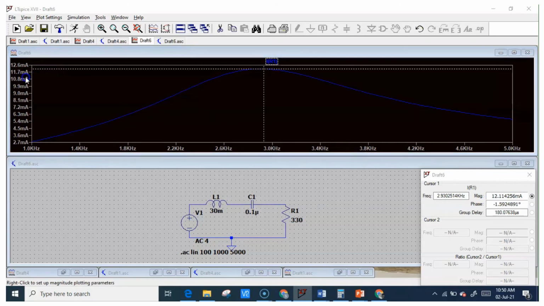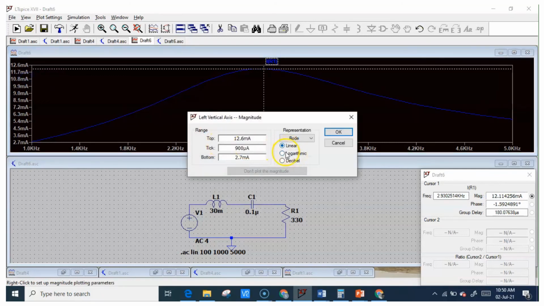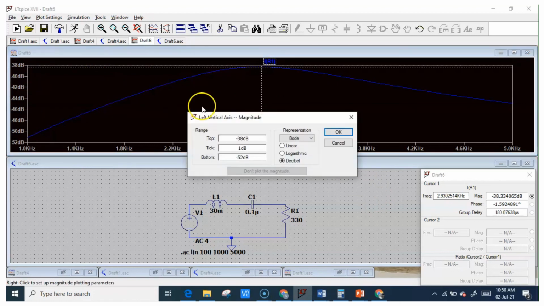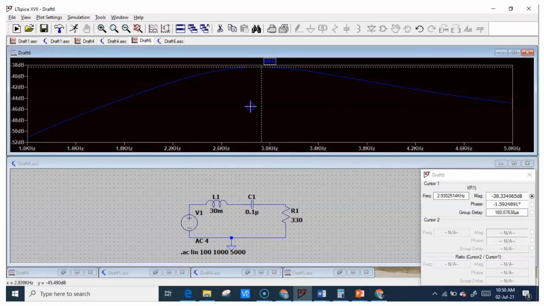We can also change this to logarithmic, like decibels, and we will get a gain value in dB. So this is the value of current and voltage, and we saw how to find the resonance frequency. As we saw, during resonance the current will be maximum. The resonance frequency is 2.9 kilohertz, and the current is maximum only at that frequency. So the resonance frequency will be 2.9 kilohertz.